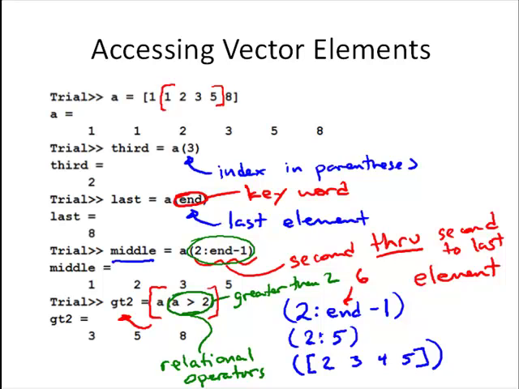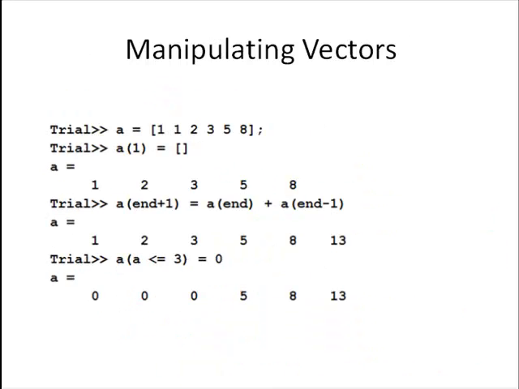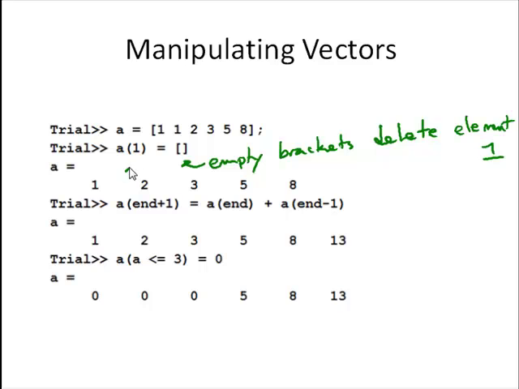One thing that makes this a little more powerful is we can use some of these strategies to manipulate a vector that exists. So again, here's that vector A, and let's say we want to just delete an element. Empty brackets will delete an element. In this case, we're going to delete the first element, because we've said A(1) is equal to empty brackets, and that deletes the first element.